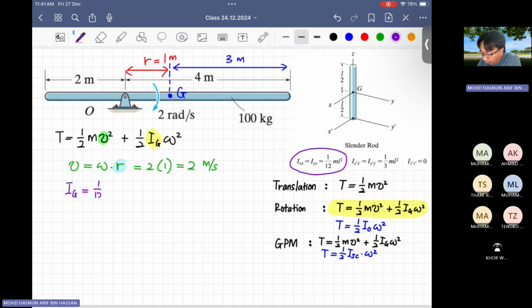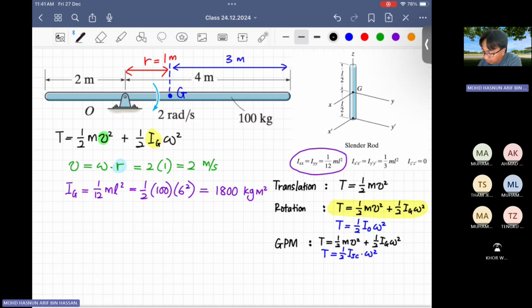So 1 over 12 ml square, which is 1 over 12 times 100 times L is 6 meters, 6 square. So you will get, what is this? 1,800. 1,800 kg meter square. This is your Ig.